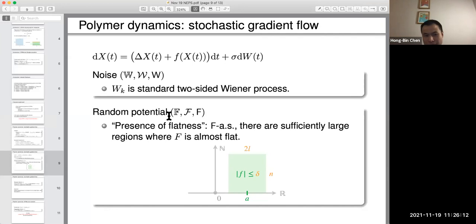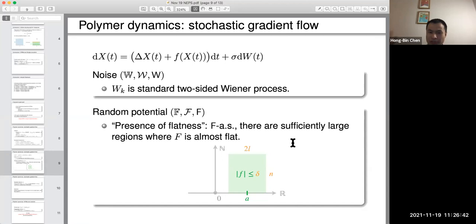So here, aside from some usual assumptions on those potentials, such as having local exponential moments, the one assumption that stands out is that in this work we assume that F satisfies this presence of flatness assumption. That is to say, for almost every realization of the potential, there are sufficiently large regions where the profile is almost flat.